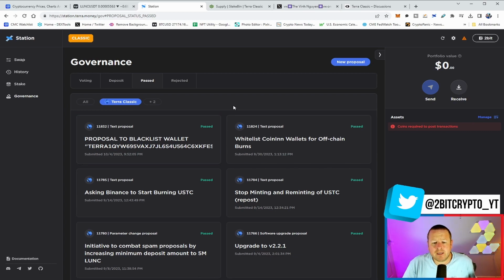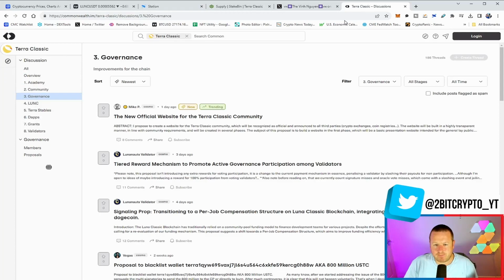But what do we have to hold on to, or what's going on right now in the system? Well, here is the Terra Classic governance over on Commonwealth. These are where people are throwing ideas around. It's still reasonably active, with people still trying to work out the best way, whether that be compensation structure on the Luna Classic blockchain, tiered reward mechanisms, or a new website. Not that I think that would really help, but there are still some people building on here. There are still some people supporting this chain, and rightly so. They've still got a lot of opportunity. We're still in the bits of a very challenging market right now.